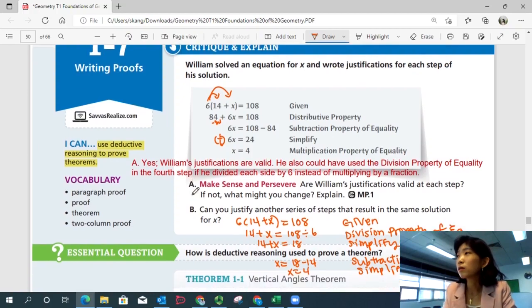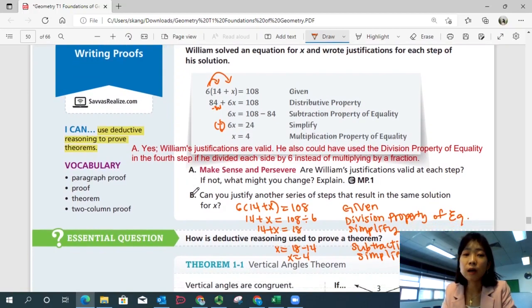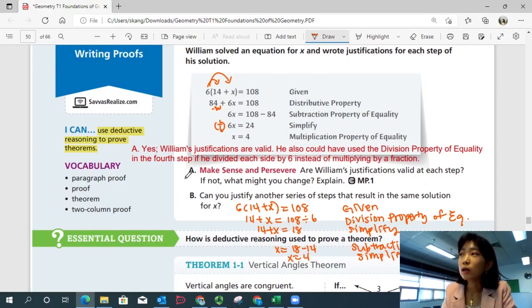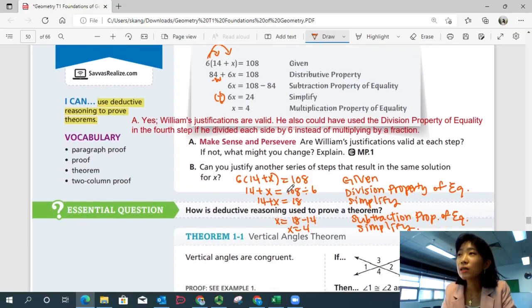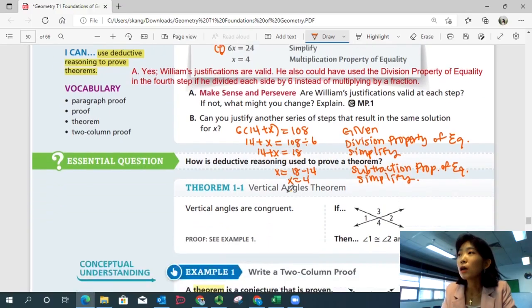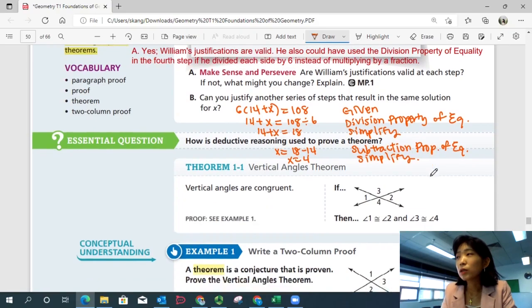Okay, so there are multiple different ways to solve the same kind of problem, but the answer must be the same. So let's think about this essential question. How is deductive reasoning used to prove a theorem? We have theorem 1-1, vertical angles theorem. So vertical angles are congruent is what this theorem is saying. We're going to have to prove this before we use them. Theorems are not proven until we prove them, but theorems could be proven.